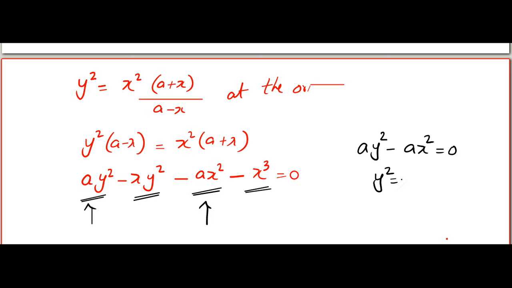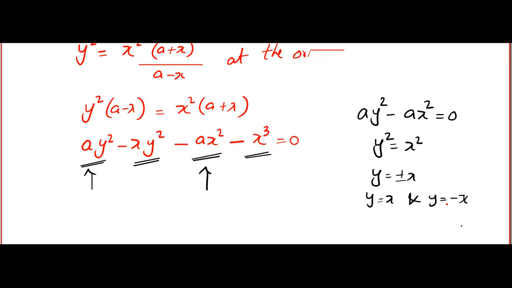So y square equal to x square, y equal to plus or minus x, y equal to x, and y equal to minus x. So clearly our curve has two tangents at the origin, but it is neither the x-axis nor the y-axis. So remember, Newton's method will not work. X-axis is not a tangent, y-axis is not a tangent. So Newton's method will not work.